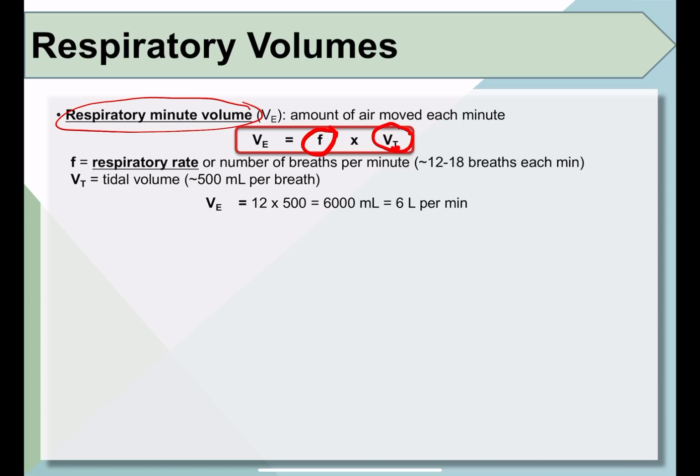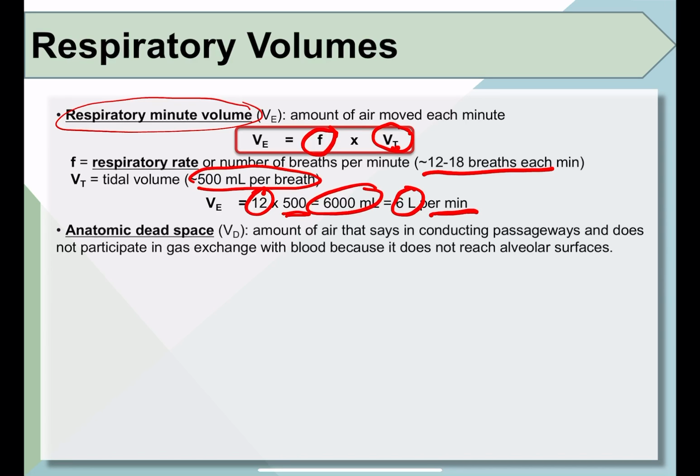Tidal volume is defined as how much air you can breathe in and out with a single respiratory cycle, meaning inhalation followed by exhalation during normal breathing. So for example, an average person's respiratory rate can range between 12 to 18 breaths per minute. If we take 12 breaths per minute, multiplied by an average person's tidal volume, which usually is 500 mL per breath, you get about 6,000 mL or 6 liters of air per minute. That is your respiratory minute volume.